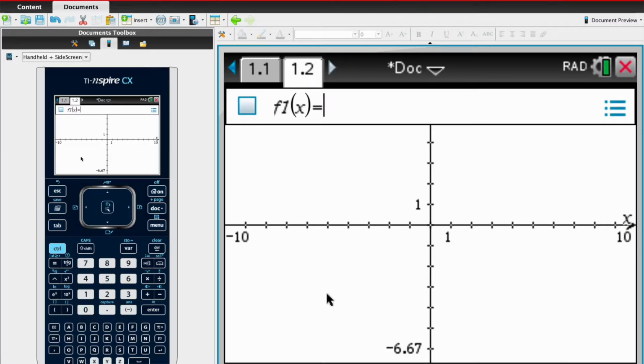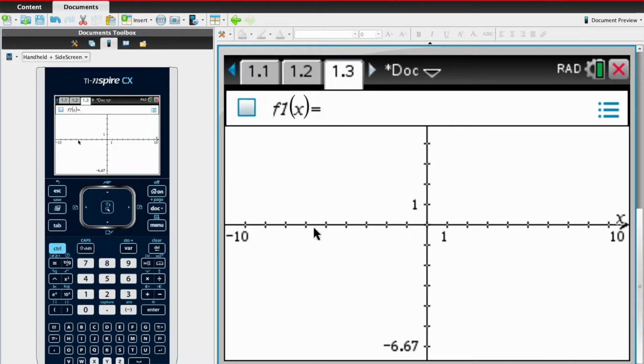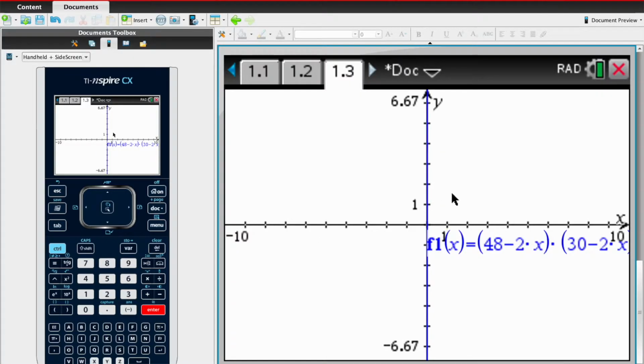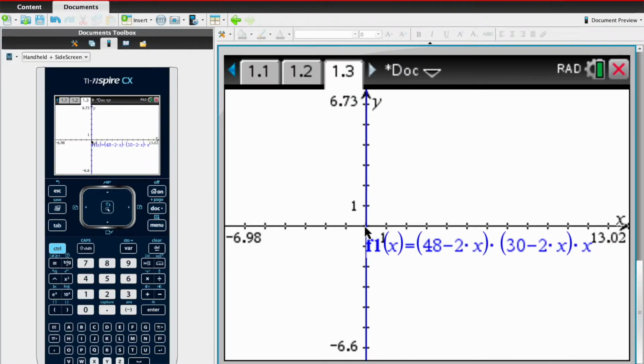Going back to the calculator here. All right, here we are. So let's write 48 minus 2x, 30 minus 2x, and then multiplied by x. Okay, this looks like a straight line. Don't be dismayed. Why is that? The IB will often give you things like this. It's not that you entered something wrong, although potentially that can happen. In this case, it's just a massive function that's growing really, really quick.